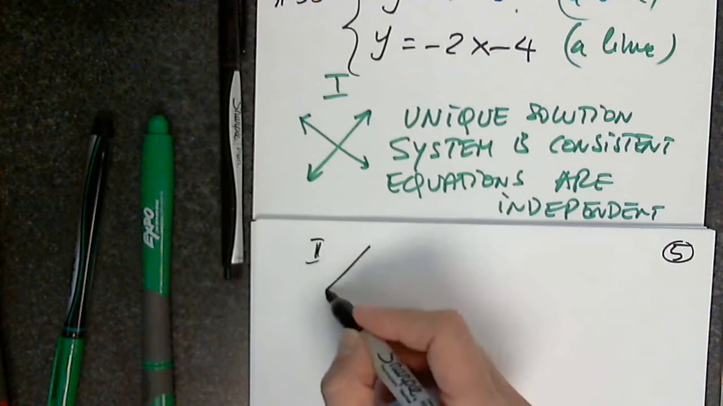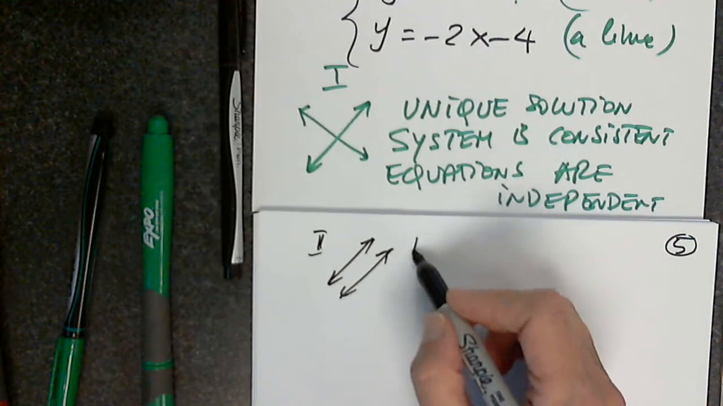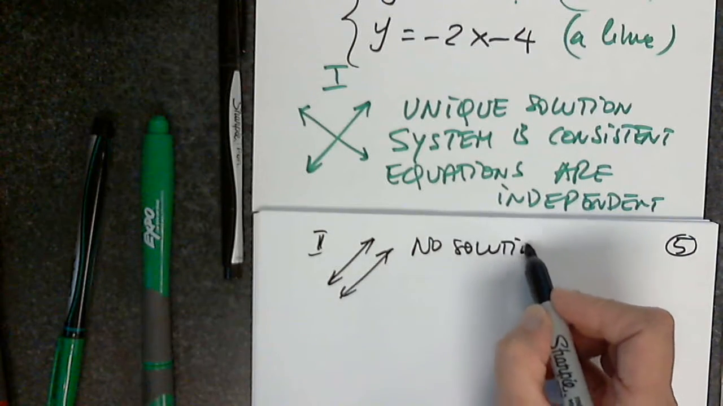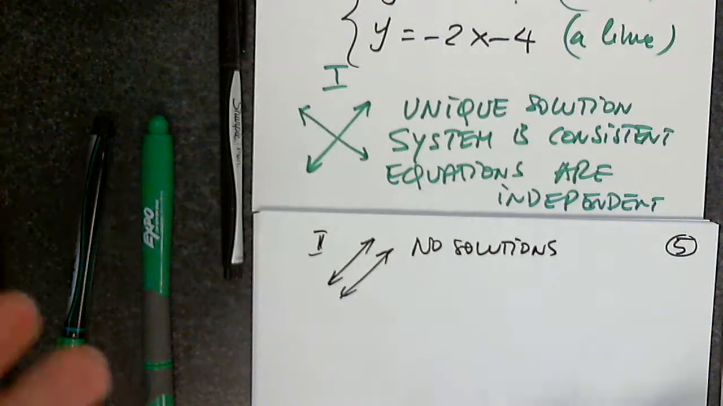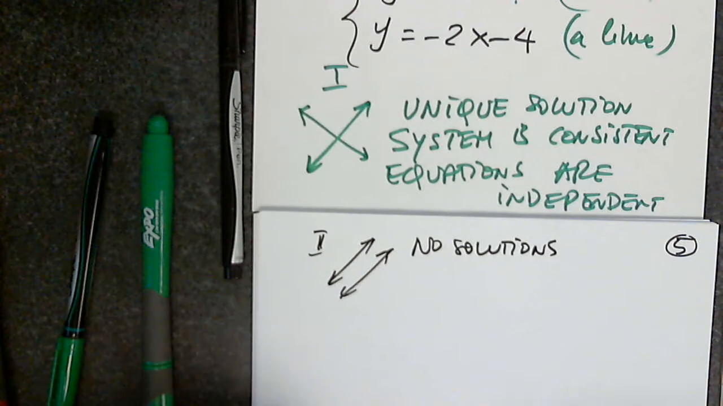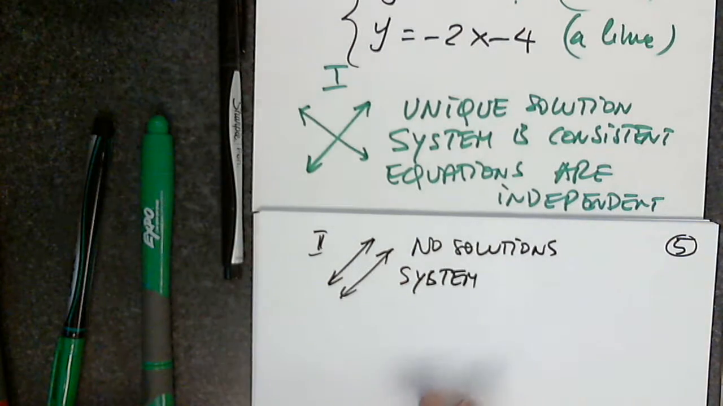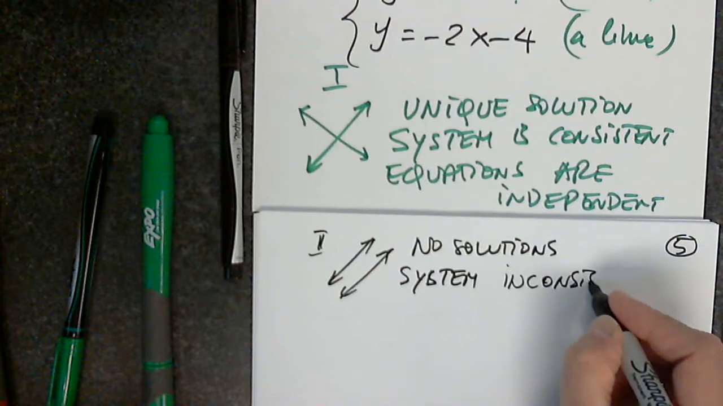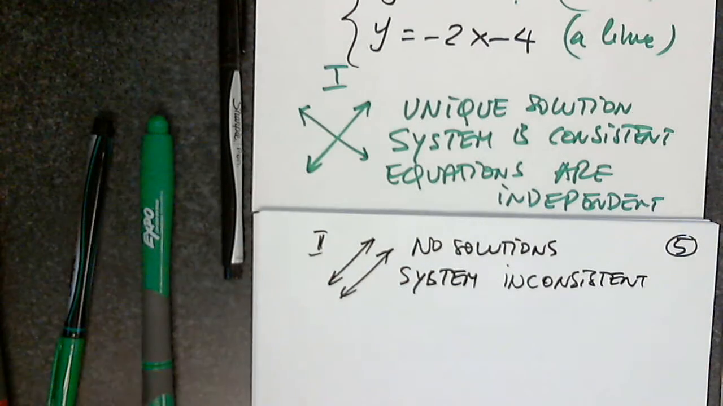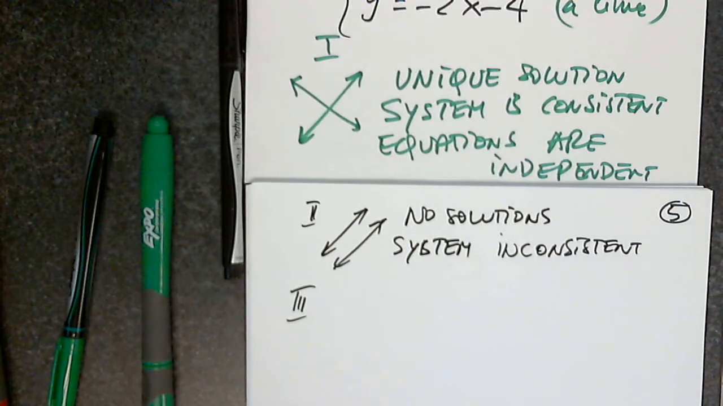Here's case number 2. No solutions. We do not have a name for the lines, unless you want to say parallel lines. But for the equations, we don't have a name. The system, of course, cannot be consistent. We call it inconsistent. It has no solutions.